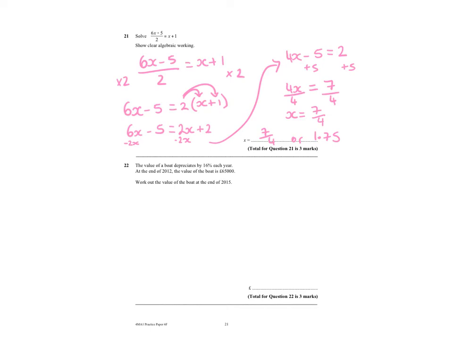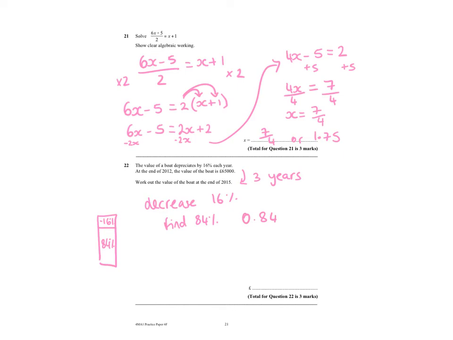The value of a boat depreciates by 16% each year. At the end of 2012, the value of the boat is 650,000. Work out the value of the boat at the end of 2015. So we've gone from 2012 to 2015, that's 3 years. If a boat depreciates by 16%, we have a decrease of 16%. So if we had 100% and I'm minusing 16%, I am left with 84%. So I want to find 84% of that number. Now, 84% as a decimal, as a multiplier, is 0.84.